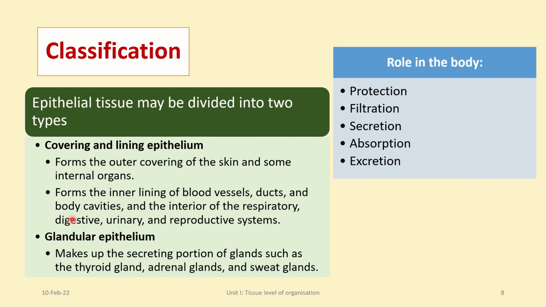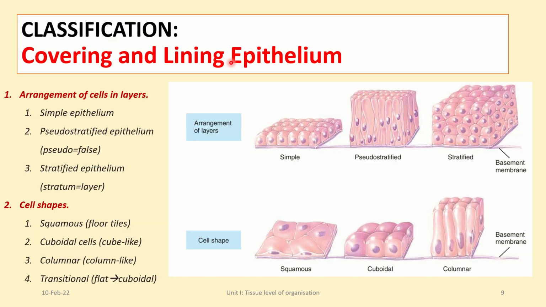The second type of epithelia are the glandular epithelia. As the name suggests, they make up the secreting portion of the glands. So they are the ones which will be responsible for those cavities, those areas wherein secretions will occur. For example, the thyroid gland, the adrenal glands and the sweat glands. Now let's look at the covering and lining epithelium in detail.